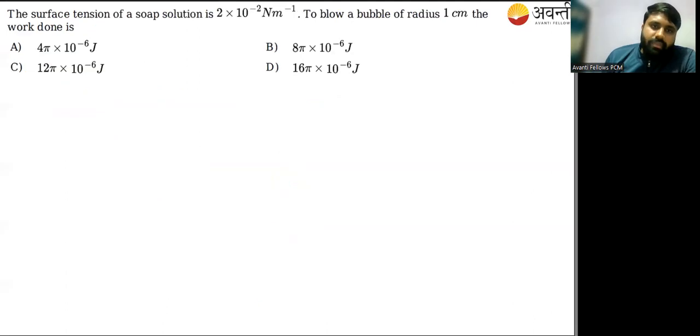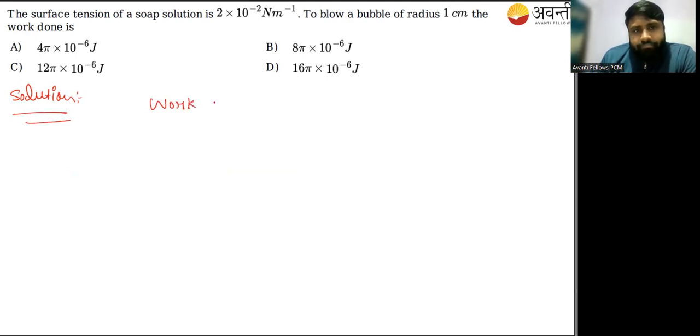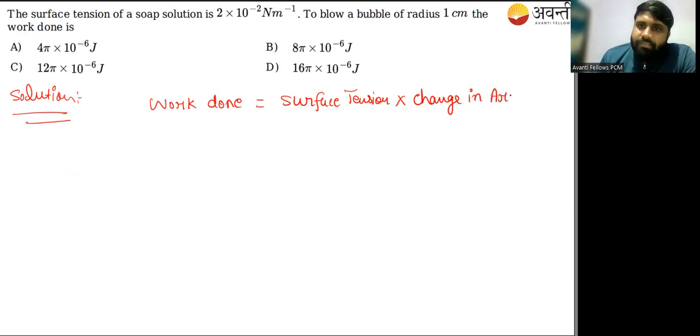Now, the surface tension of a soap solution is 2 into 10 raised to the power minus 2 Newton per meter. To blow a bubble of radius 1 centimeter, the work done is... So there is a very simple formula for these types of questions. Work done is given by surface tension multiplied by change in area. This is the equation.